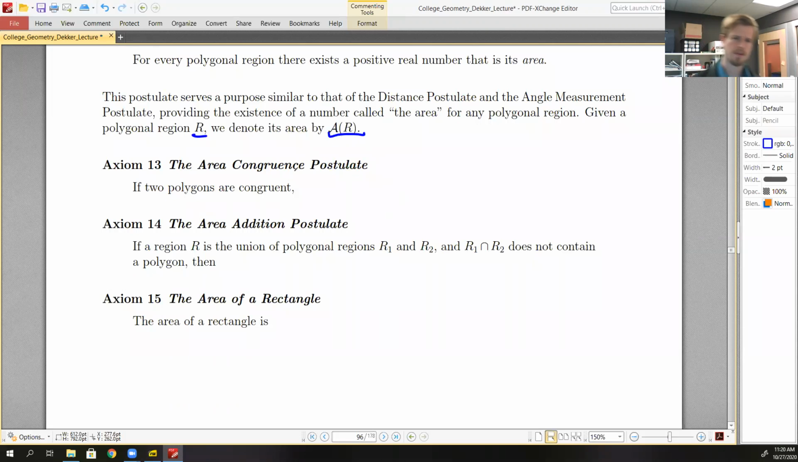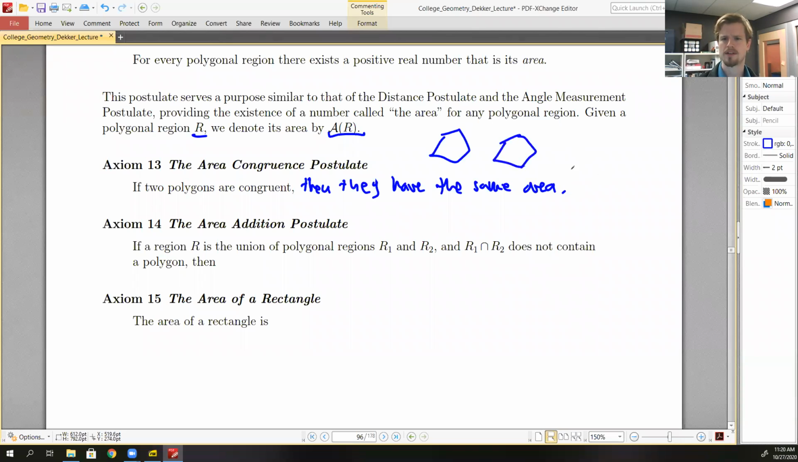If we have two polygons that are congruent, then they have the same area. That's not surprising, I don't think anyway, right? If we have two of the same shapes, whatever they are, they're not the exact same because it's not one. There's two pictures there, but they're the same, and so they have the same area. Excellent.